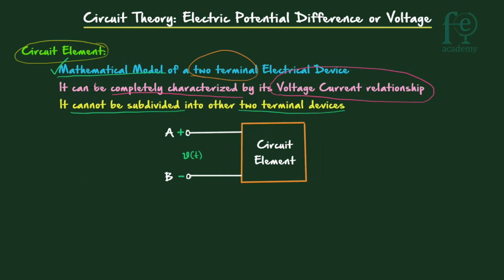So three points. First, it is a mathematical model of a two-terminal electrical device. Second, it can be completely characterized by its voltage-current relationship. Third, it cannot be subdivided further into two-terminal devices. I have shown a diagram here. It's a black box, and we don't know which element it is. It can be a resistor, a capacitor, or an inductor. But let us represent a general circuit element using this box. As shown in the figure, it has two terminals, terminal A and terminal B. So this is the representation of a circuit element.